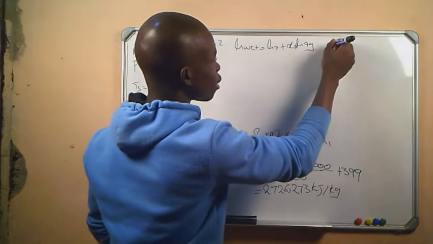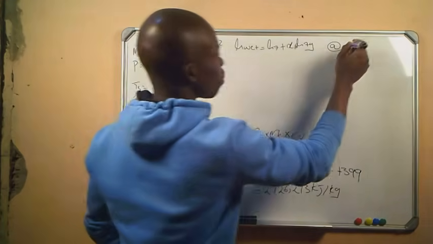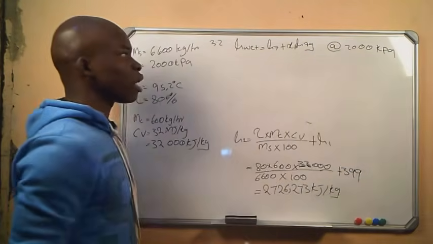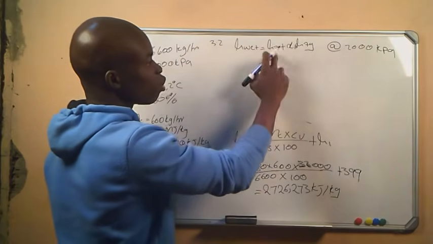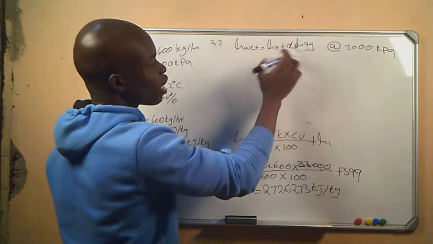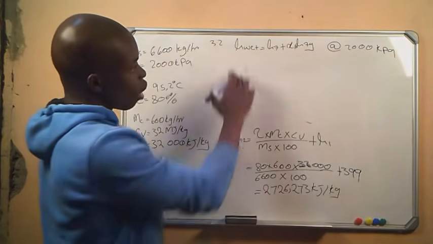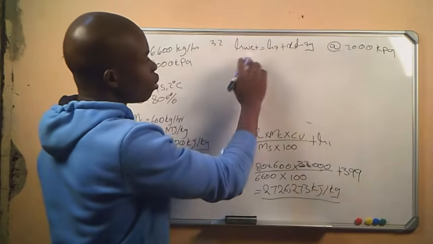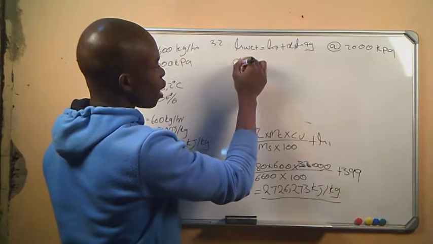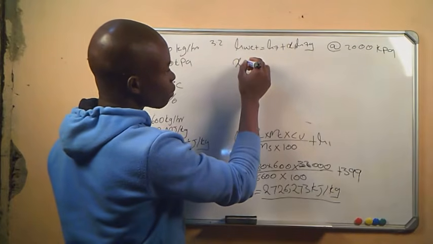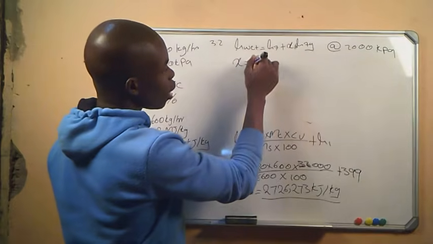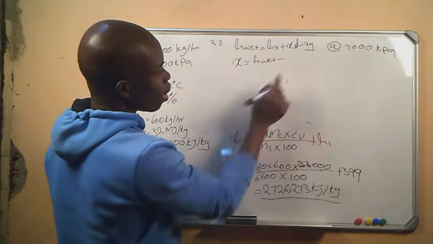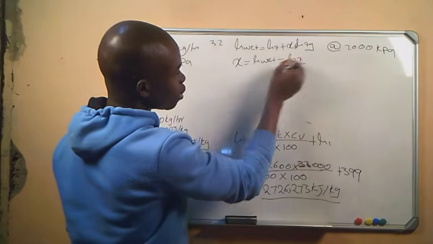at 2000 kilopascal. So we'll use 2000 kilopascal in the steam table to get our values, the value for HF and the value for HFG. And then our H wet, we know that it is this one here, and then we can go ahead and make X the subject of the formula: X is equal to H wet minus our HF, divided by HFG.